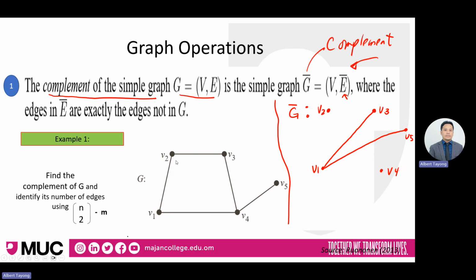Now let's look at our V2. As you can see here, V2 is connected to V1 and V3. So the opposite is V4 and V5, as well as V5. Now our V3 is connected to 2 and 4. So the opposite is 1 and 5. It's connected to 1 already. So we have to connect V3 to V5 only.